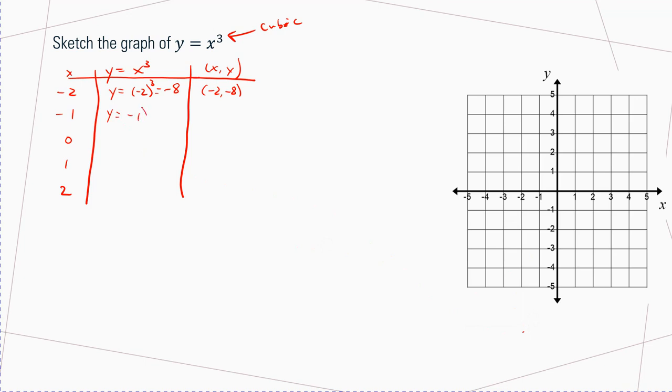Y is equal to -1 cubed. Well, -1 cubed is -1. So -1, -1. 0 cubed is just 0, so it goes through the origin here. Now 1 cubed gets me 1. And then finally, 2 cubed, well, that just gets me 8. So 2 and then 8 is probably up here. And so with the cubic, again, just smooth curves through the points.